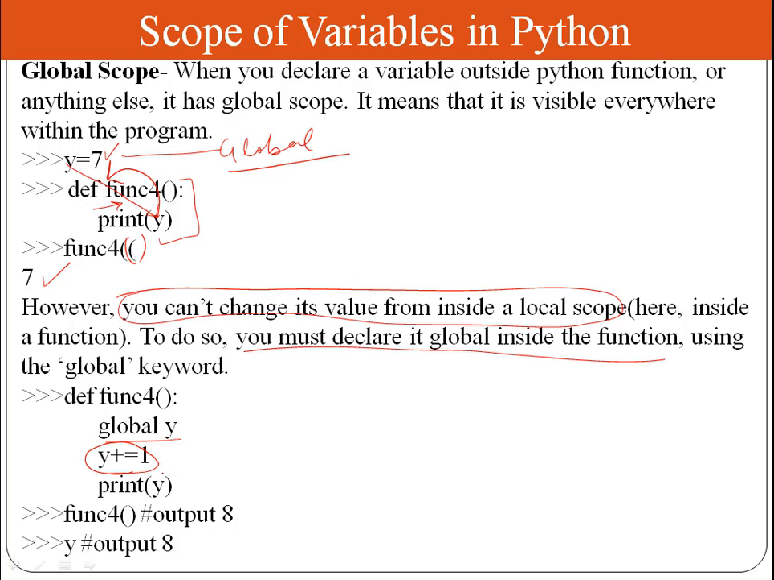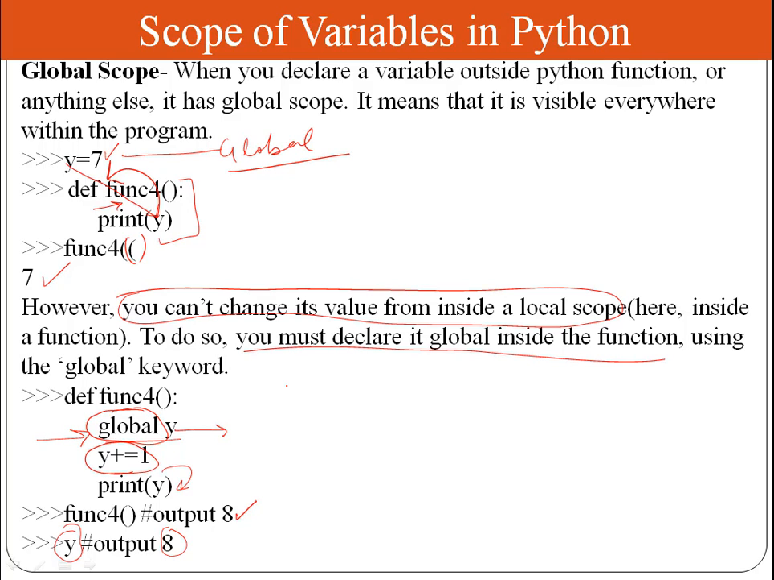Now if you display the value of y independently also, you will get 8, because this variable has been declared global by using the keyword global. So its value is visible globally, even outside the function as well.